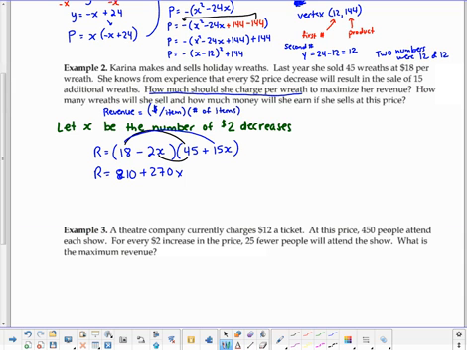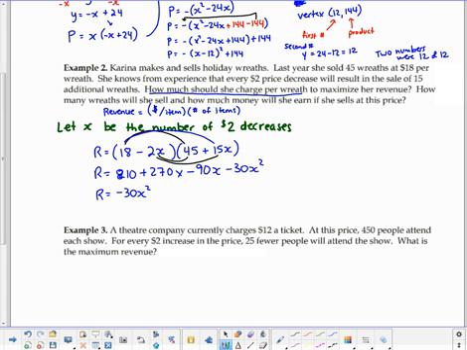Okay, negative 2 times 45 is negative 90x. And last, negative 2x times 15x is negative 30x squared. We want to rearrange our equation so it's in the right form. So that means that x squared has to go first.